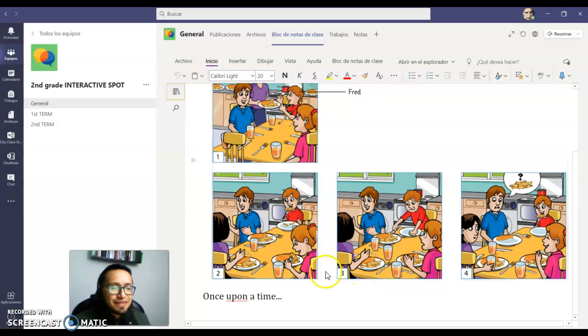Okay, so your mission, if you decide to accept it, and I hope you accept it, is to write a very short story based on those pictures. You don't have to write "in picture 1, in picture 2, in picture 3." No, no. It's a story. For example, I'm going to do an example.